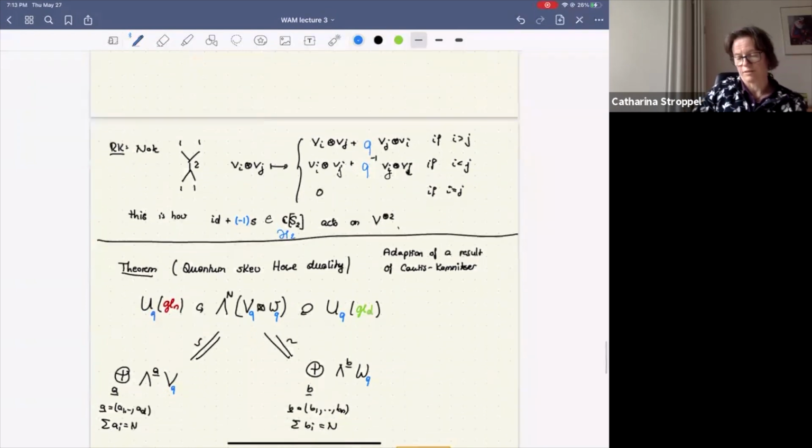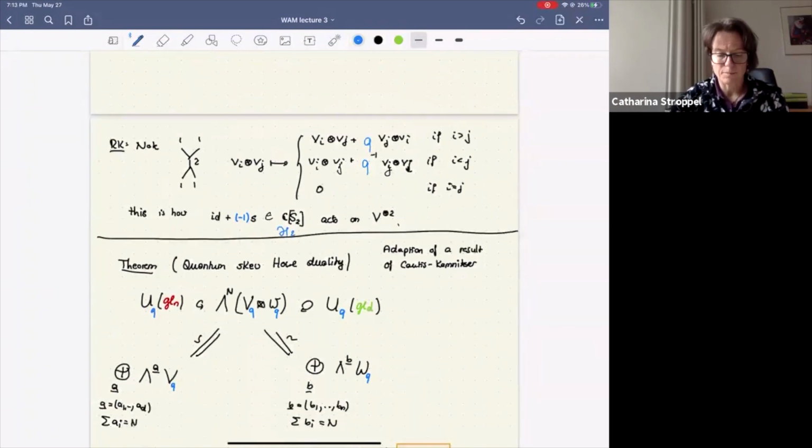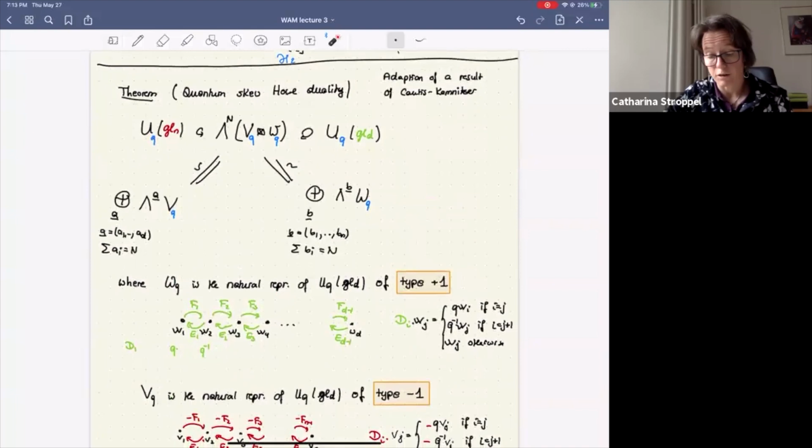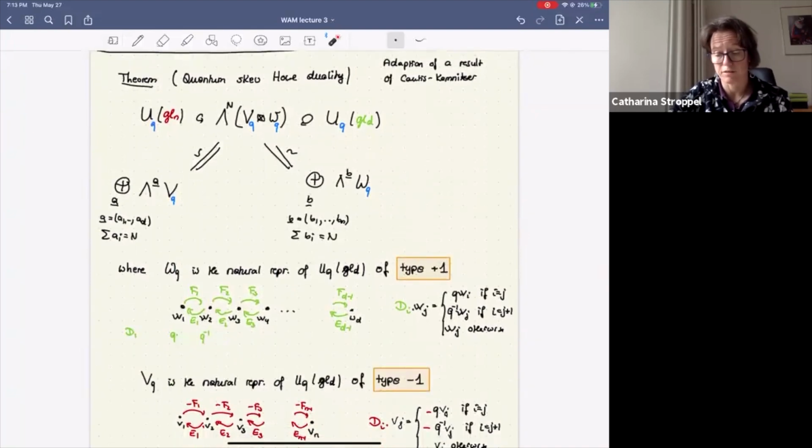I don't write it explicitly. So this, up to some maybe renormalization, is exactly what people call a Kazhdan-Lusztig generator in this Hecke algebra. And then the theorem is quantum skew Howe duality, and this is an adaptation of a result of Cautis, Kamnitzer. So what does this quantum skew Howe duality say?